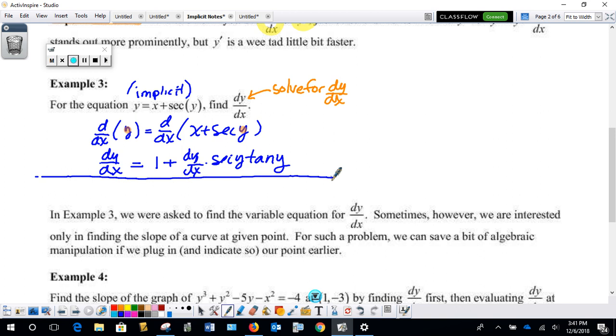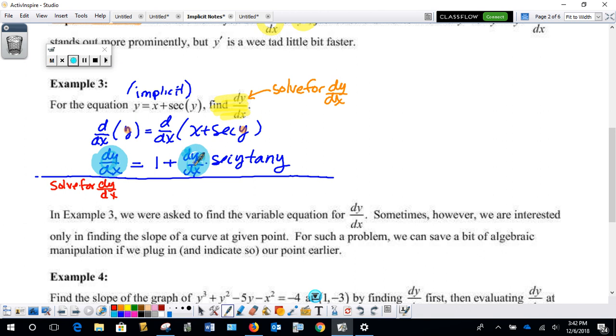But because they said up here, find dy dx, that is telling me that I am going to have to take this now, and I am going to have to solve for dy dx. Now this one is a little bit harder than the one that we just came out of because I have a dy dx here and I have a dy dx over there. So you need to get the dy dx's together before you can solve. Don't just say, oh, I'm already solved for dy dx. No, you're not, because there's one here and there's one there.